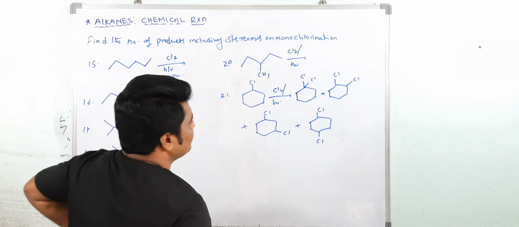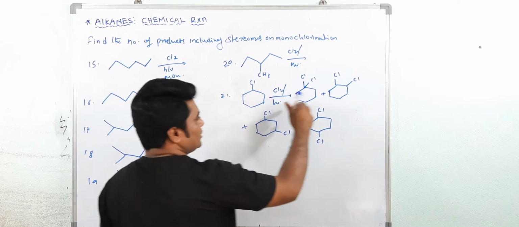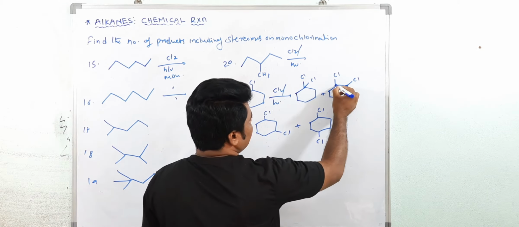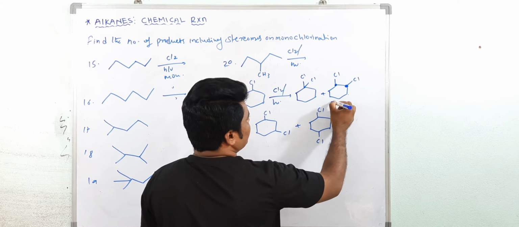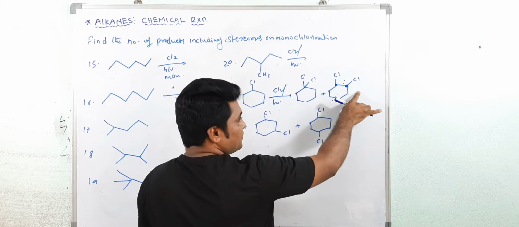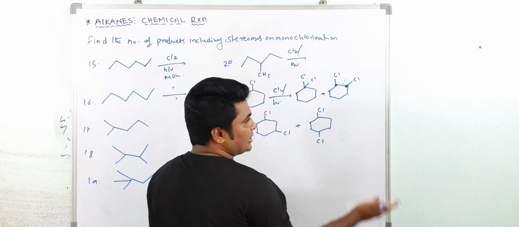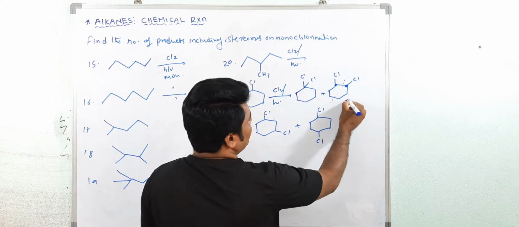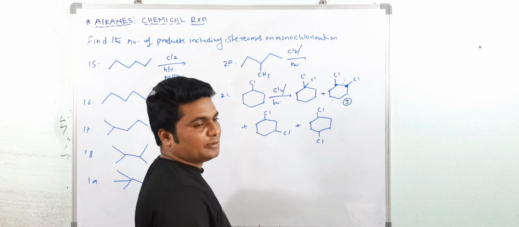Now you have to see the stereomers. This is a chiral center, but this is what? Is it symmetric? Yes, symmetric. Plane of symmetry is there. So you will get one cis, one trans. But cis is optically inactive, trans is optically active. So here you will get optically active also mirror image.